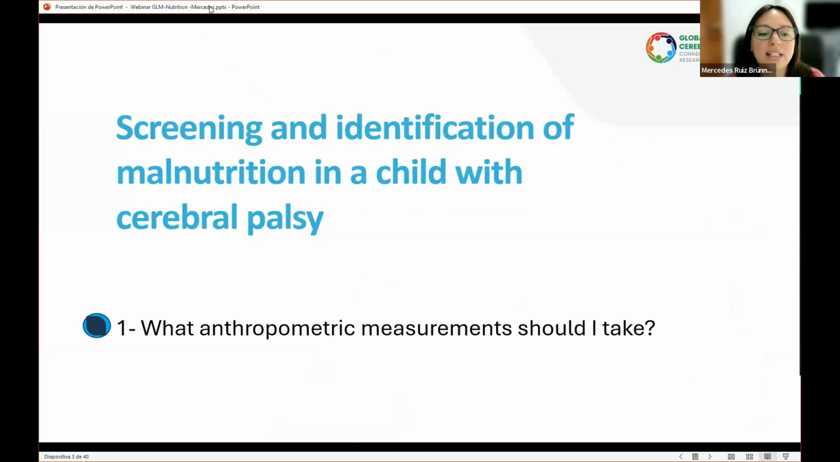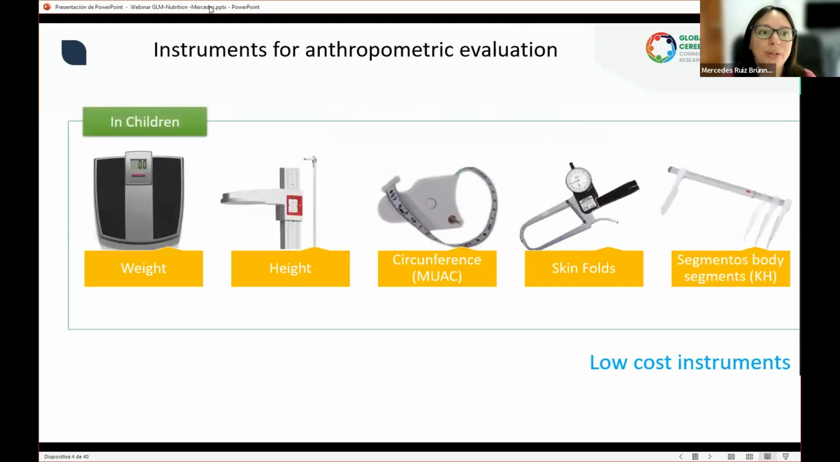And the first one is, what anthropometric measure should I take? This is one of the most frequent questions that we usually have. The first thing we have to know is the instruments we need for a proper anthropometric evaluation. We need to measure weight, height, circumferences, like middle upper arm circumference, skin folds, and body segments like knee height. These are all low-cost instruments that we can all have in our practice.